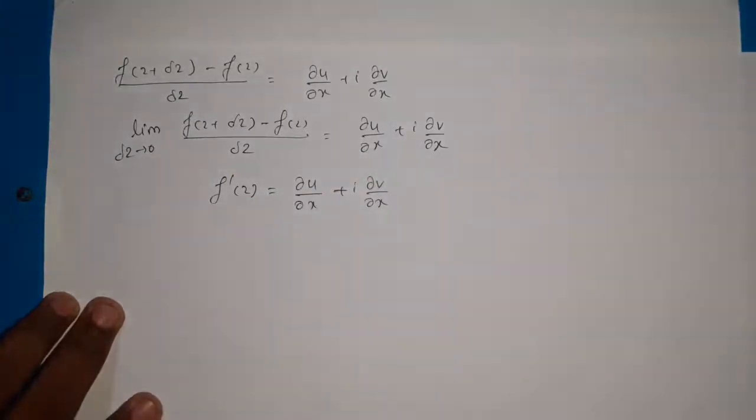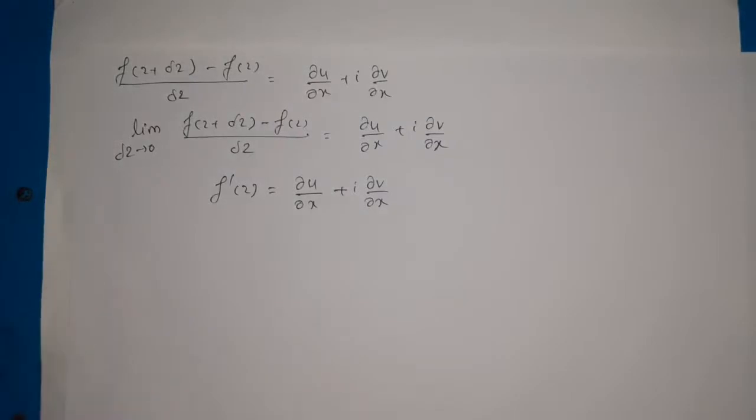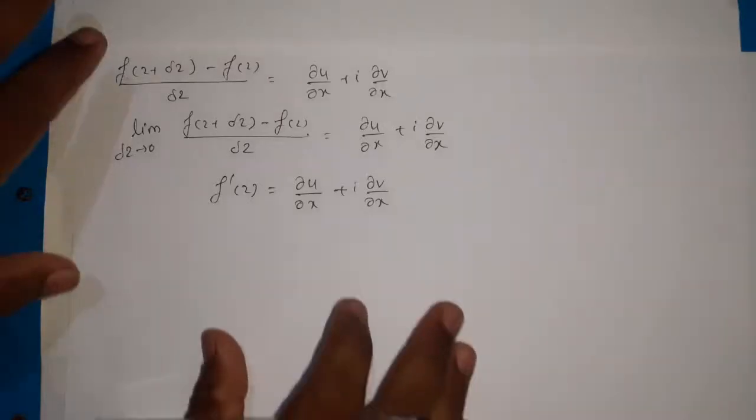So here this formula is very important because we are going to use the same formula while solving the examples. So f dash of z means the differentiation of a function of a complex variable f of z is given by dou u by dou x plus I into dou v by dou x.